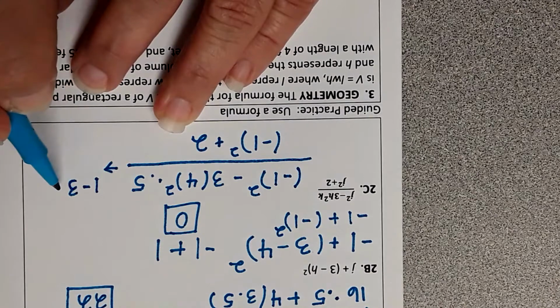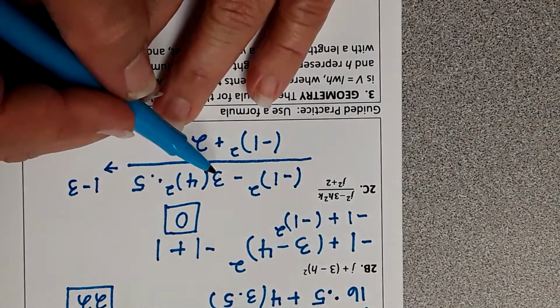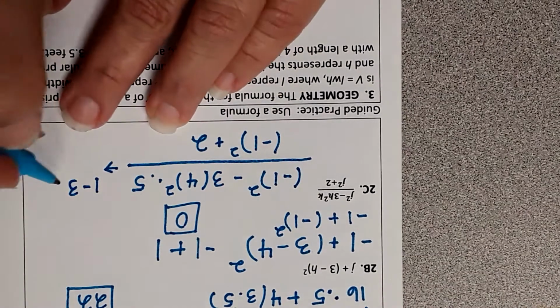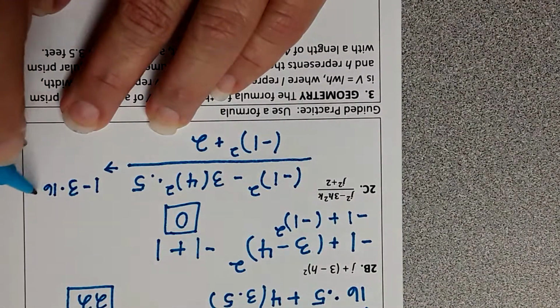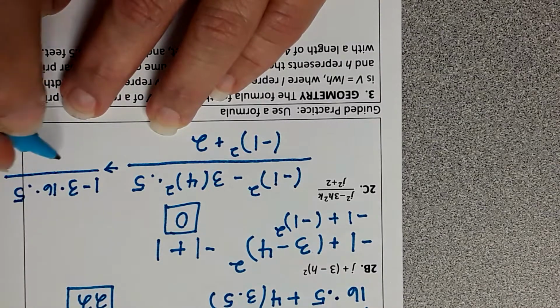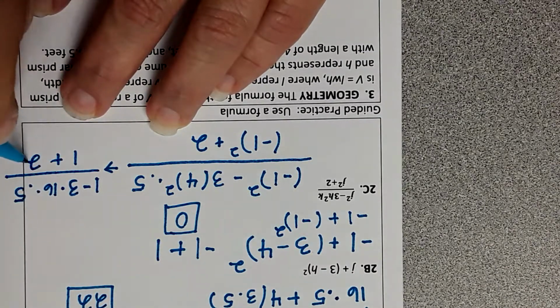Minus 3 times, so you guys, this is all one big equation. So 3 times 16 times 0.5 over 1 plus 2. I knew I was going to run out of room.